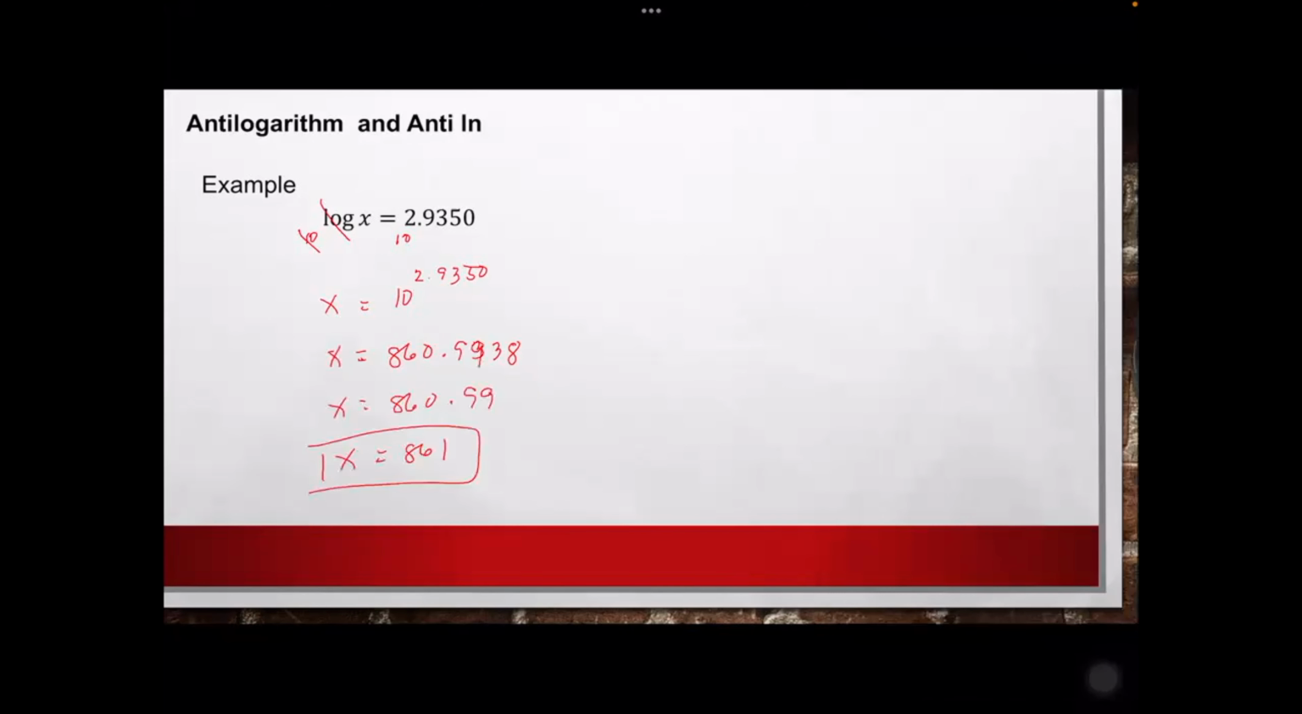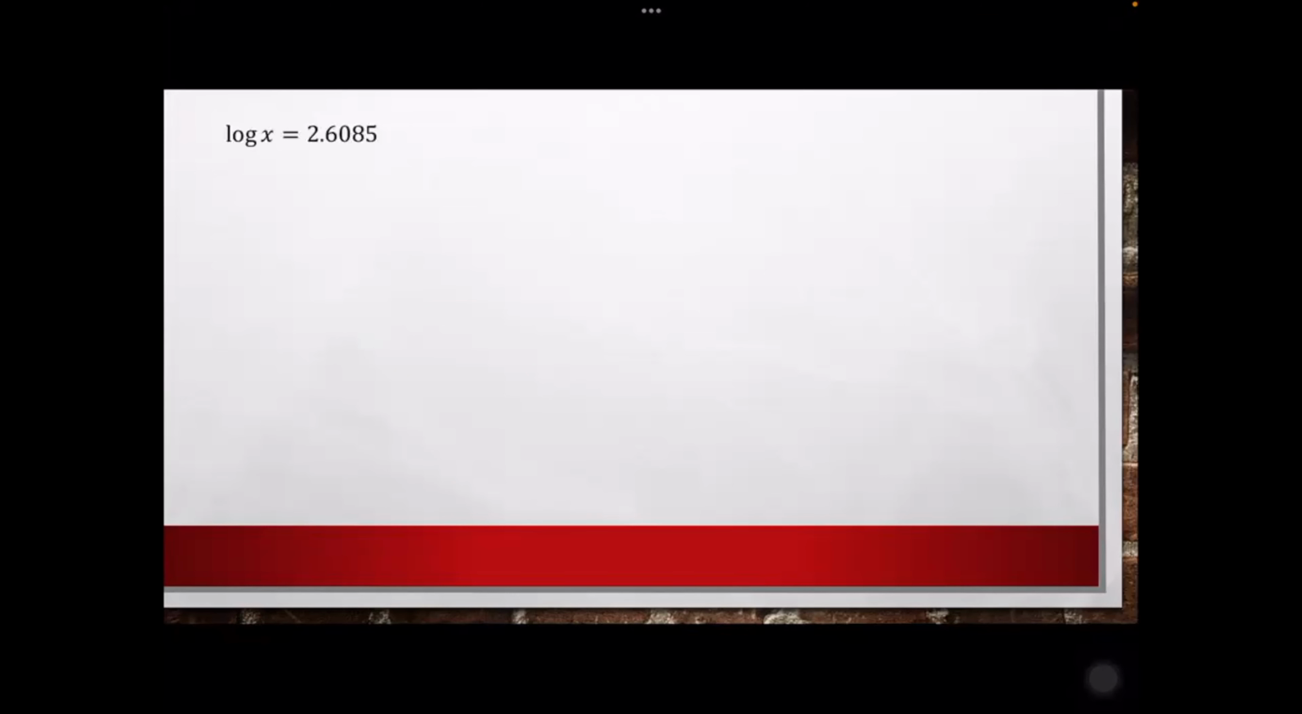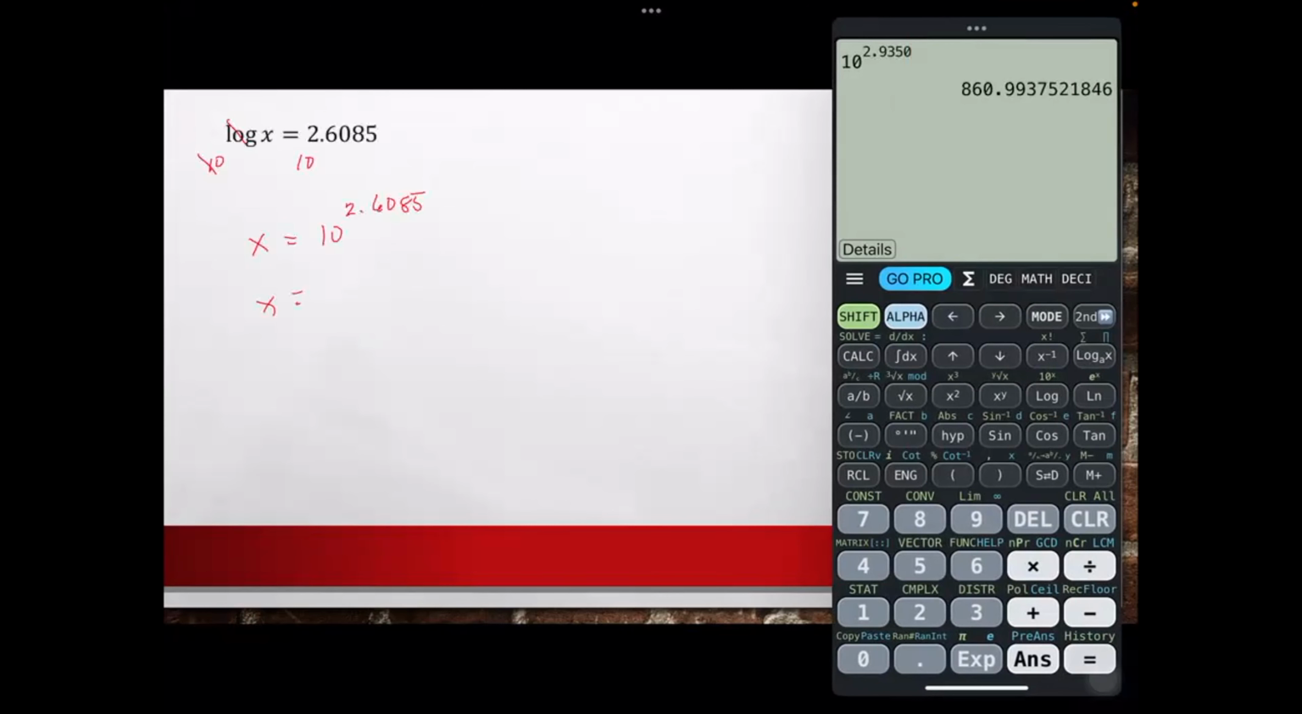Okay, so next is the logarithm of x is equal to 2.6085. Same as before, we raise both sides to 10, so these cancel out. We will have x is equal to 10 raised to 2.6085. Calculator again: shift, then 10 raised to 2.6085. Up to the whole number, we will have 406 as the final answer.